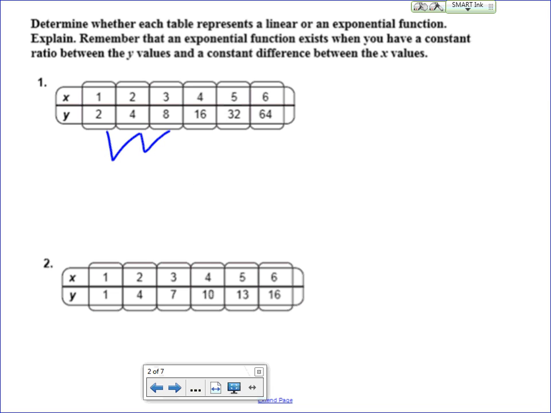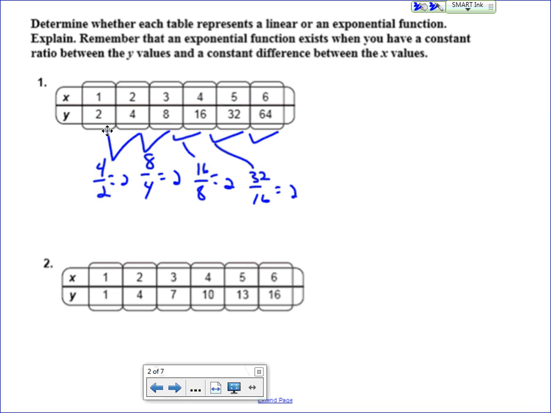So then if we want to check to see if it's exponential, we take consecutive y values and we divide them. So we take 4 divided by 2, and that would be a 2. And then I would take an 8 divided by 4, and that would be a 2. And then I take 16 divided by an 8, and that's 2. And I take 32 divided by 16, and that's 2. And then 64 divided by 32, we know that that is 2. So we say that there is a constant ratio between the y values. So we would say that this one here is exponential.